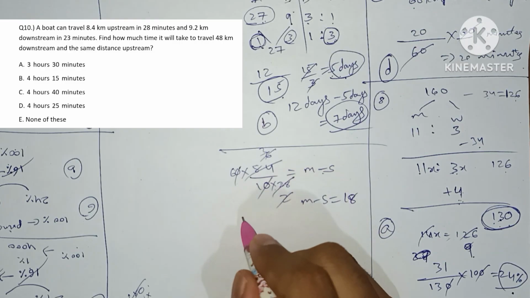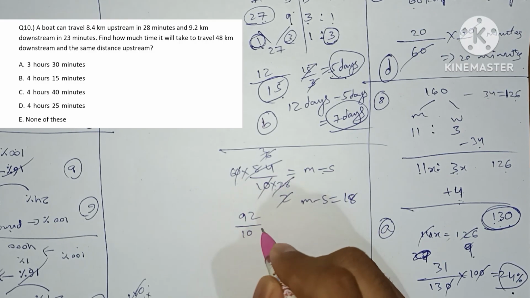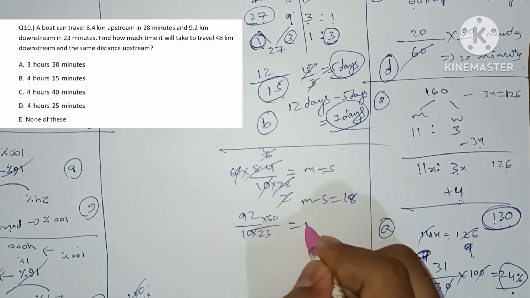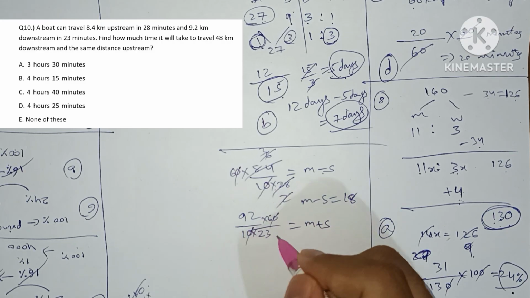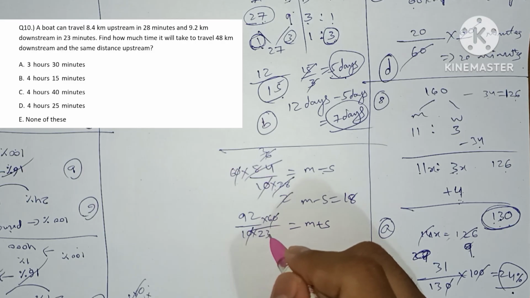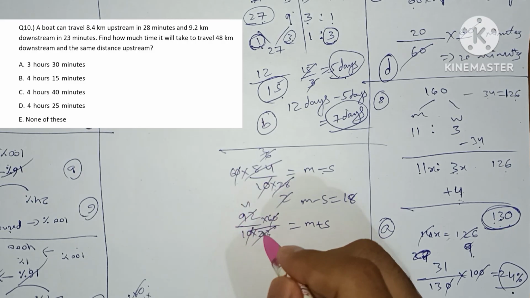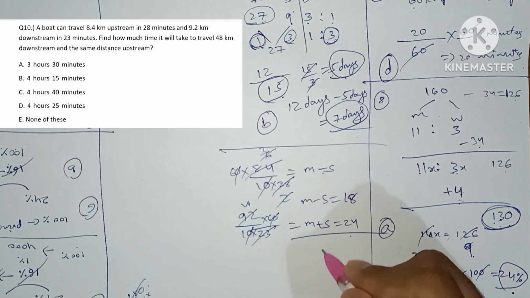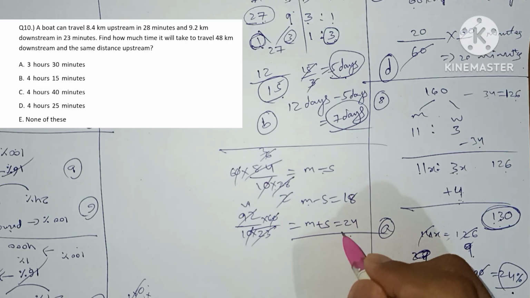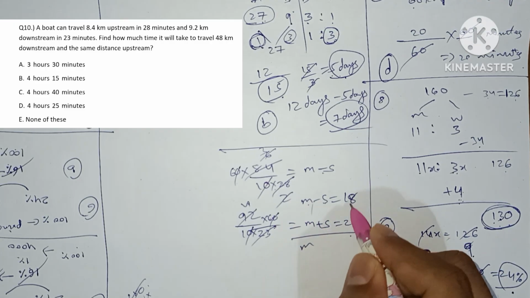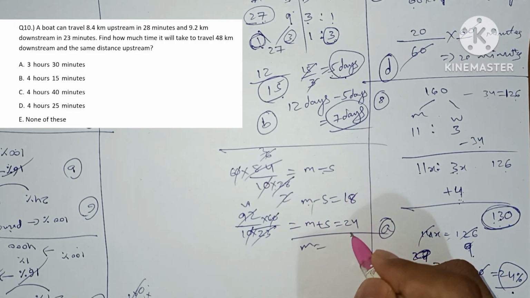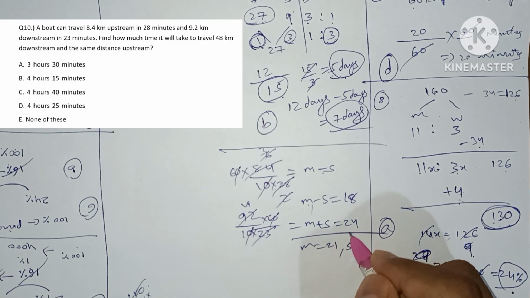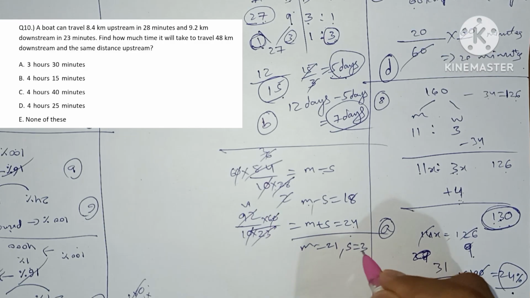Next statement is given that 9.2 means 92 divided by 10 in 23 minutes, like this. This is downstream. 10 6 times, this will be 23 4 times. 4 6 times is 24. So the m plus s value we get is 24. Now we can find the values of m and s individually. The m value will be the sum of these two divided by 2, which is 42 divided by 2, 21, and the s value will be 24 minus 21, which means s is 3.